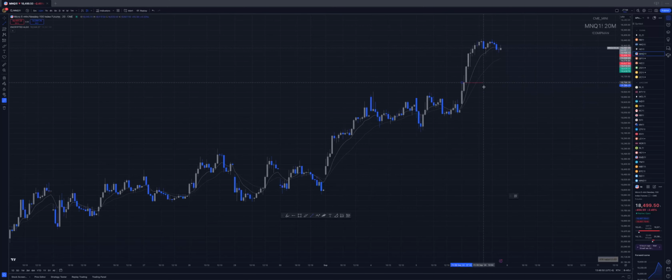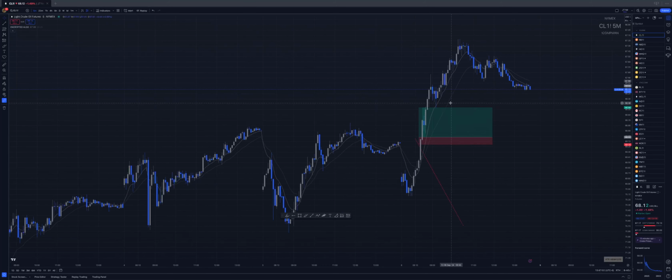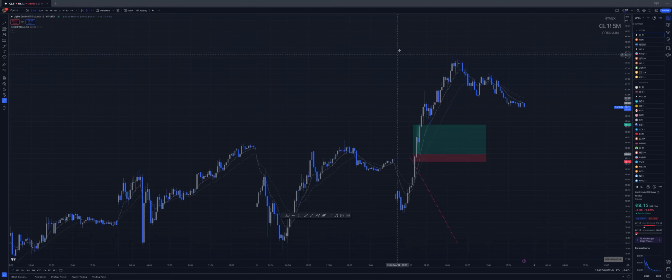Micro NASDAQ. I believe I may have taken an entry in here. I delete all my entries by accident. So I did take a couple of trades this morning, but this was kind of the highlight of it because this one was a good mover. However, my management kind of kept me out of the bigger move, and that's okay.